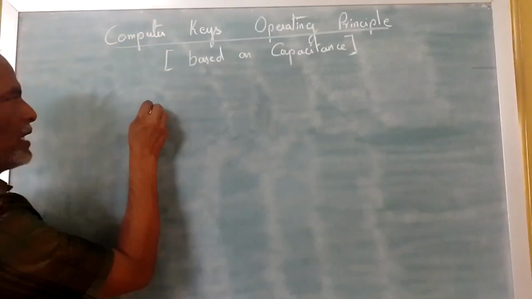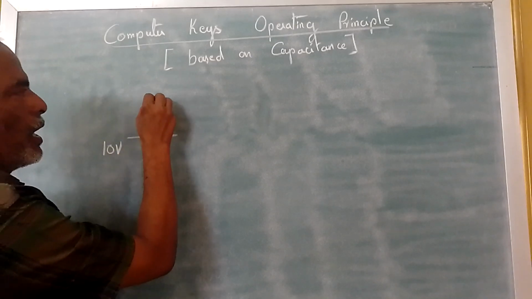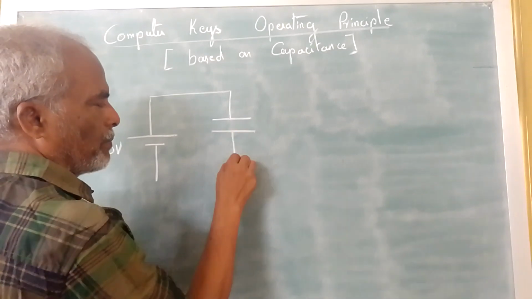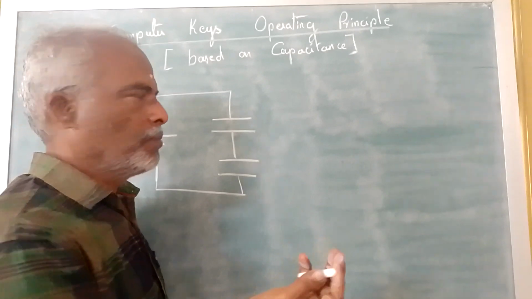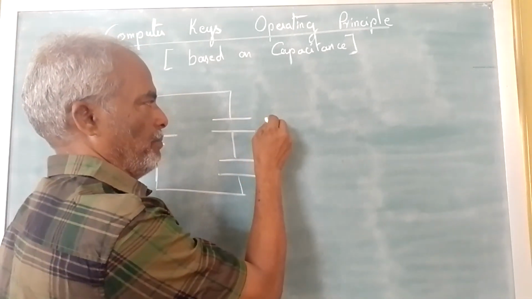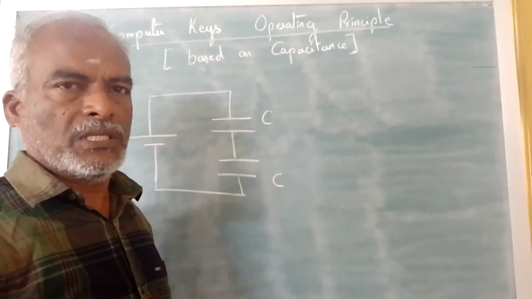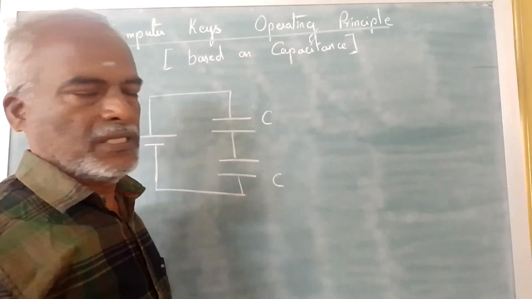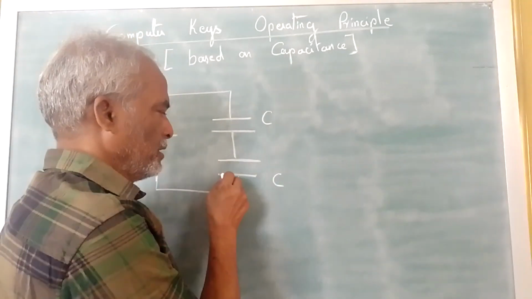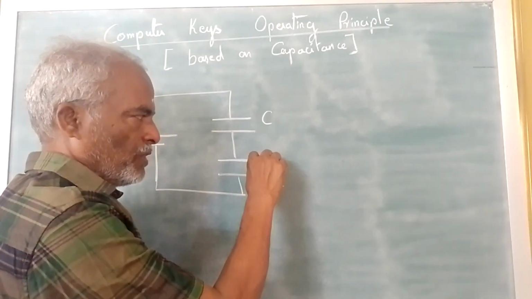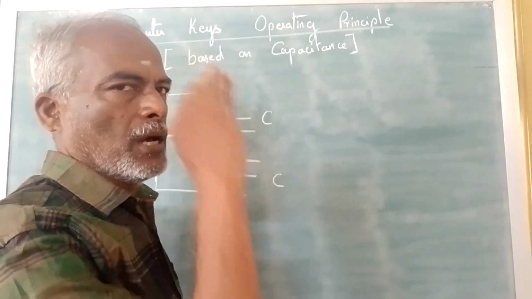First assume that you have a 10 volts DC source and you have two equal capacitances. You can have the same value or different value, but I am assuming that both the capacitances are the same. So this is C, here also it is C. But one of the capacitances is fixed, the other one is a variable capacitor. That means one end is fixed, the other plate is variable. Therefore, the distance between the plates can increase or decrease based on the application of the force.